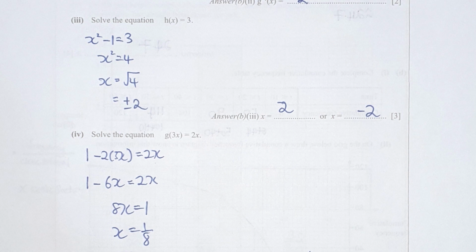For section 3, h(x) is actually x squared minus 1 equals 3. Shift the 1 to the other side, x squared equals 4, so x equals plus or minus 2. Section 4, so I substitute g(x) into the x position of the function g. Then I will get 1 minus 2(3x), and this equals 2x. After the calculation, you will get your x as 1/8.